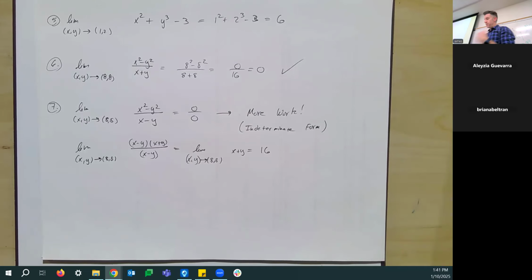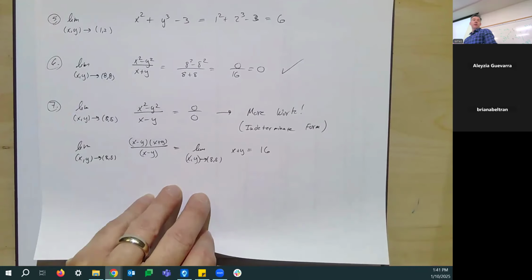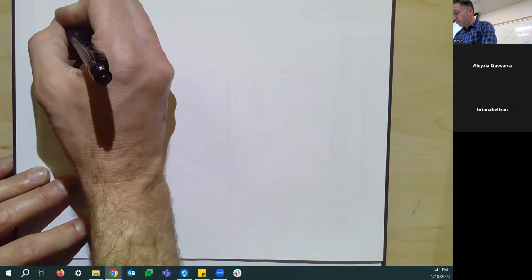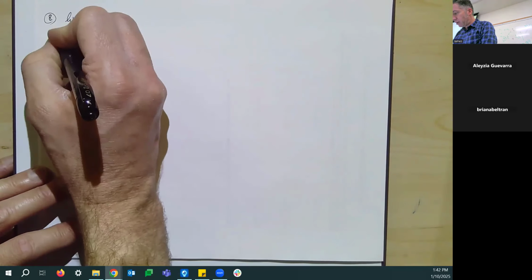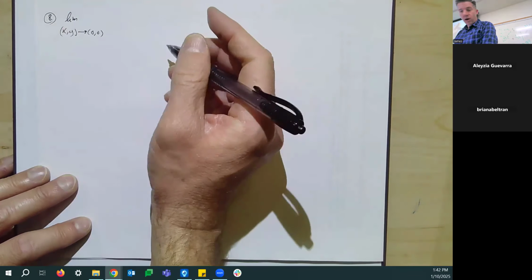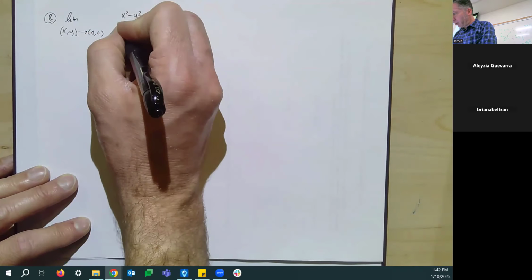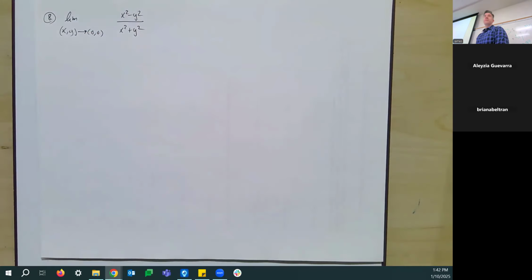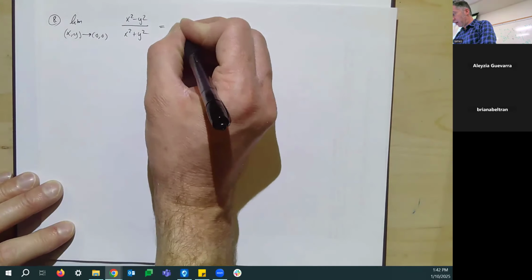That said, a lot of the time, these indeterminate limits are not going to exist. So for example, we might look at something that looks very similar, but is not the same. The limit as x, y approaches 0, 0 of x squared minus y squared over x squared plus y squared. In this case, if we plug in 0, we're still going to get an indeterminate form. It's going to be 0 divided by 0.